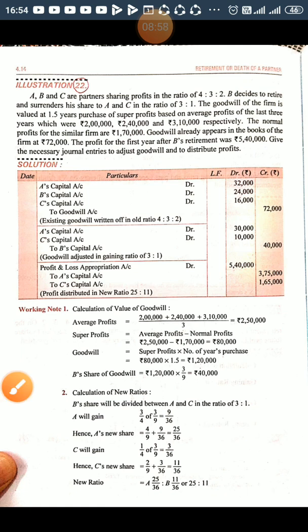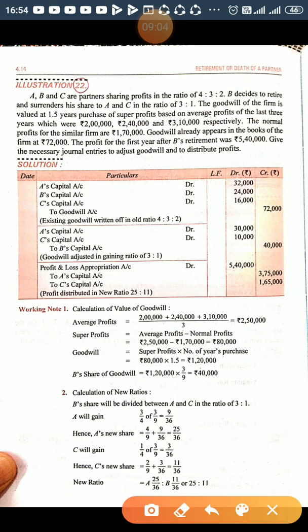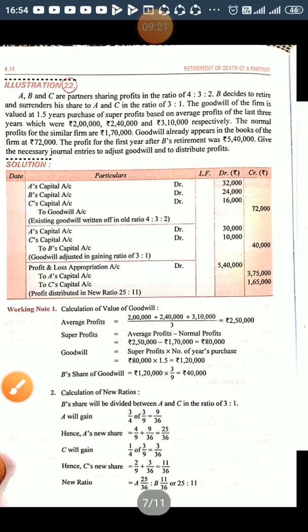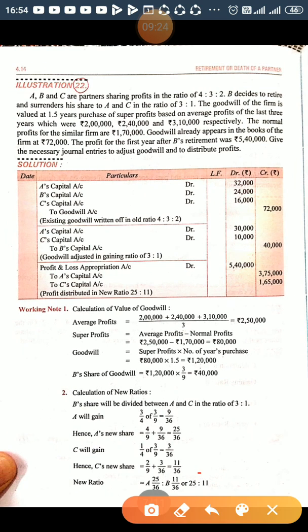The same way we will calculate C's new share. C will gain 1 by 4 of 3 by 9, that is 3 by 36, and C's new share is old share plus acquired share. C's old share was 2 by 9 plus acquired share, that is 3 by 36. C's new share is 11 by 36. So the new profit sharing ratio is 25 is to 11, right?